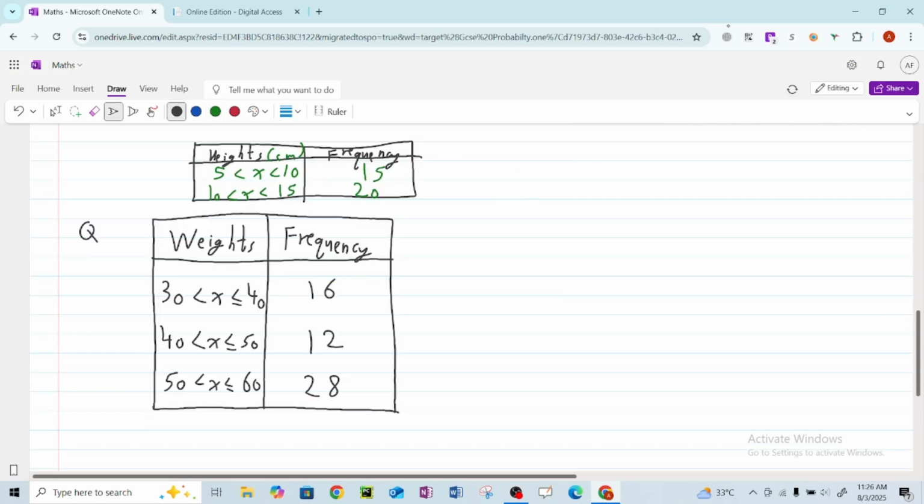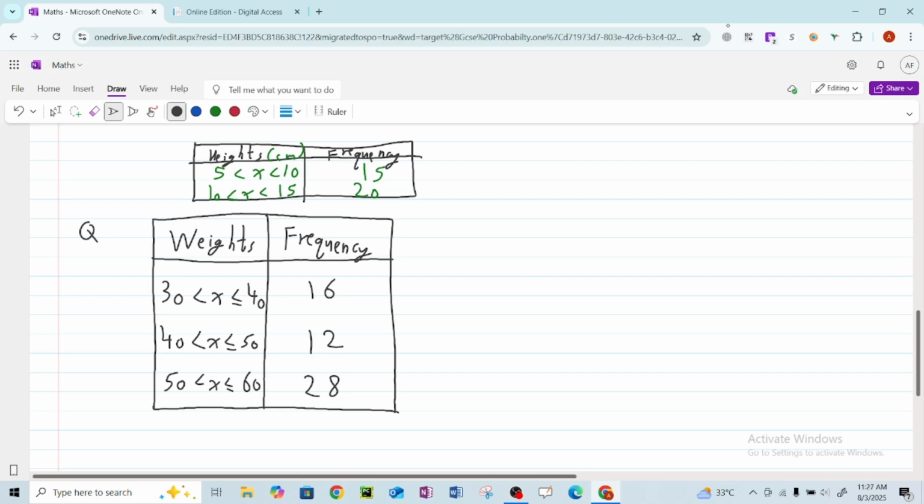Okay, let's see a question of group frequency. They're going to give you a question like this, where let's say they gave you the weights. That's 16 people. Remember, frequency means the number of people that we have in this case. 16 people have a weight between 30 and 40. And this sign basically means that 40 is included: x is less than or equal to 40. So 31, 32, all the way to 40 are included, but not 30 itself. Then the same thing with 40 to 50 and 50 to 60.